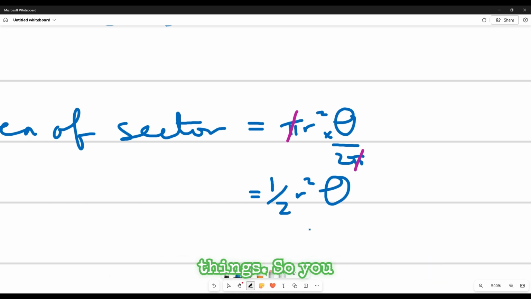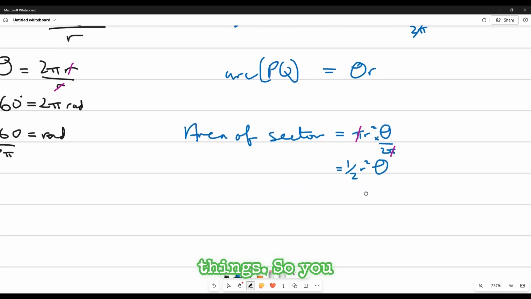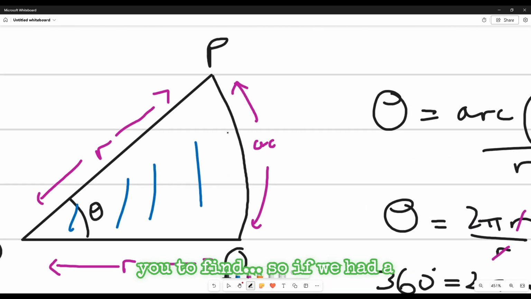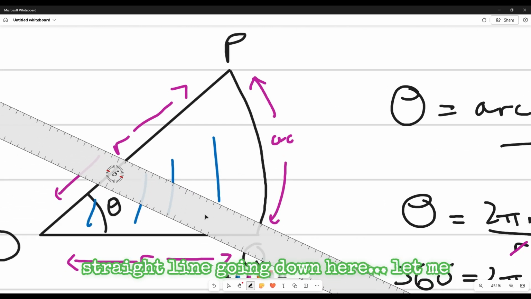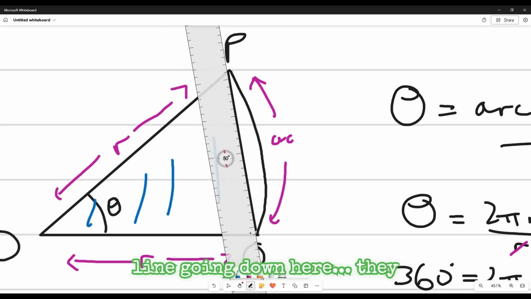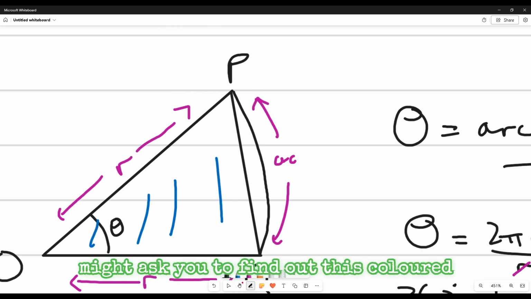And then there's a few more things. So you might get a question where they might ask you to find, so if we had a straight line going down here, so let me get my ruler out. If we had a straight line going down here, they might ask you to find out this coloured bit by here.